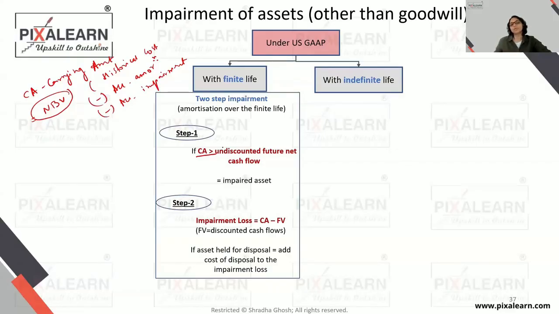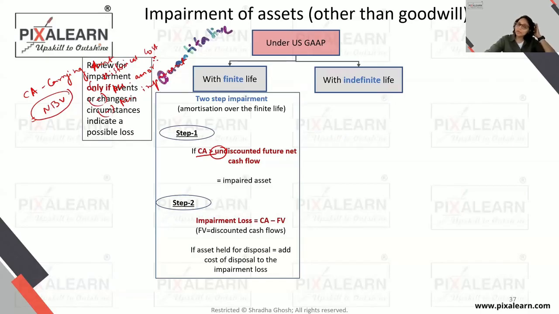So first, what I'm going to do is, when the conditions so exist, because if it's a finite life impairment, I do not have to test it for impairment every year. I will have to wait. So review for impairment only if the events or changes in circumstances indicate a possible loss. I don't have to do it yearly. If there are conditions and circumstances that make me believe that yes, there may be an issue, then I'm going to test it quantitatively for impairment.